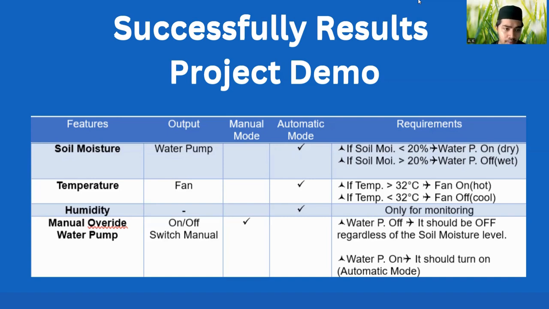Lastly, we add an additional feature, which is the manual override water pump. It is just an on-off manual switch button. It is also for emergency use. Its requirement is if the water pump switch is turned off, it should be turned off regardless of the soil moisture level. If we turn on the water pump switch, it needs to follow the automate requirement.